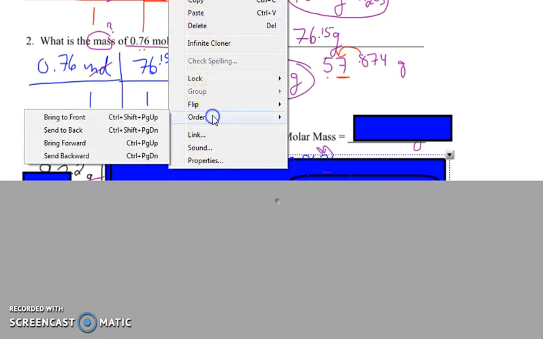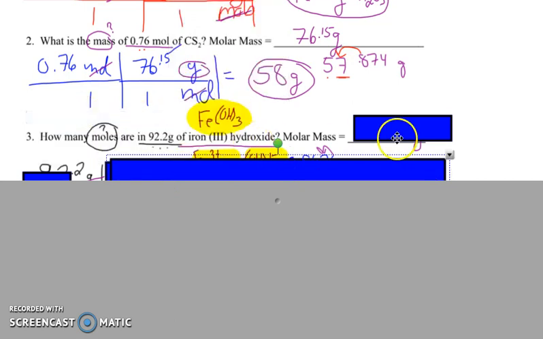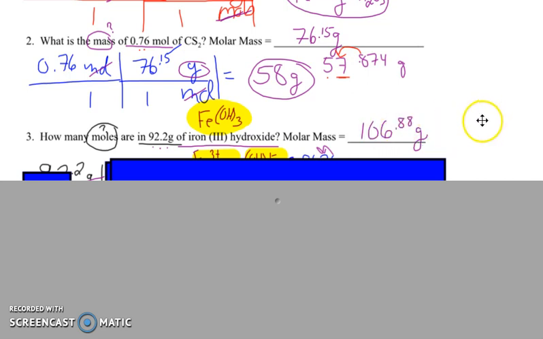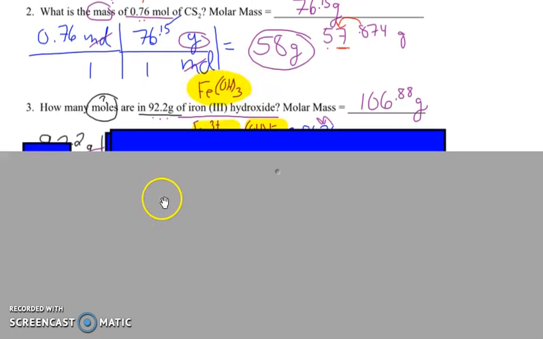So I want you right now to check that on the periodic table. And when you get an answer, go ahead and shout it out. 106.88. Great. Good job. So that is the number we'll use moving forward. You took 16, probably plus 1.01 times 3, plus the molar mass of iron, which is 56 something.